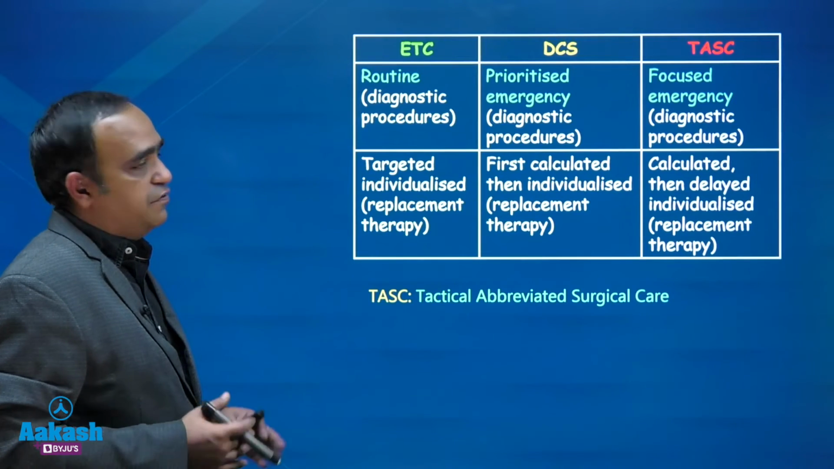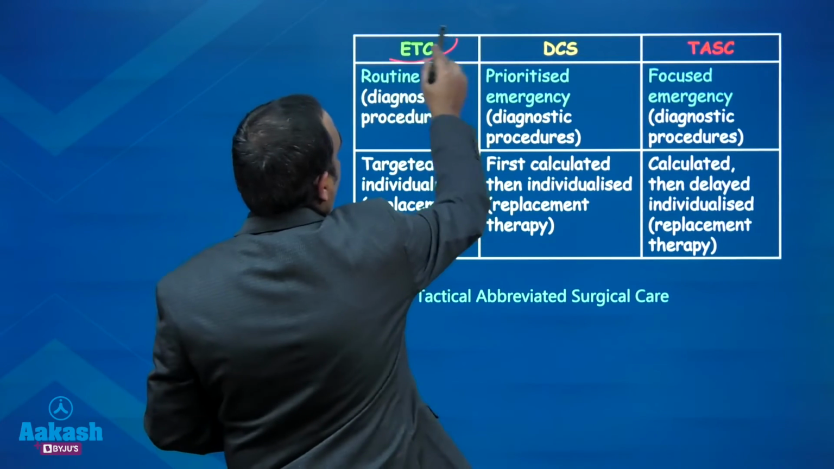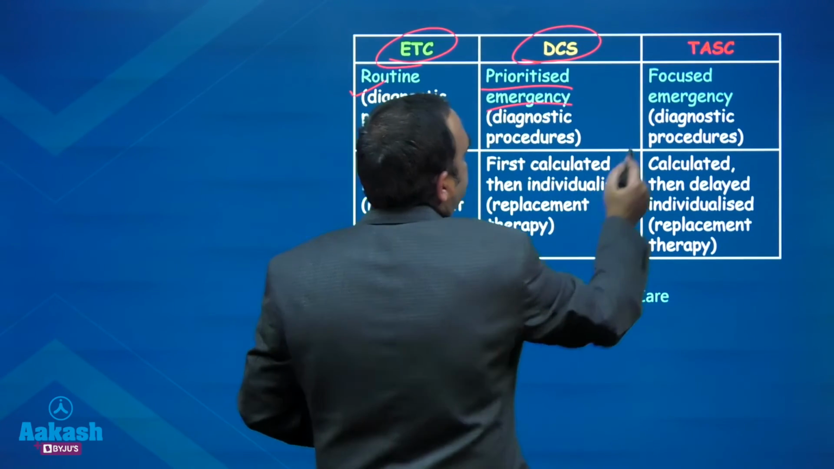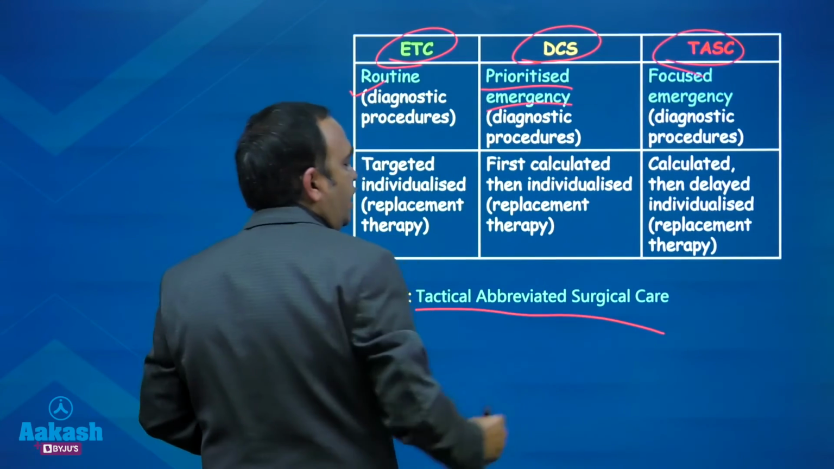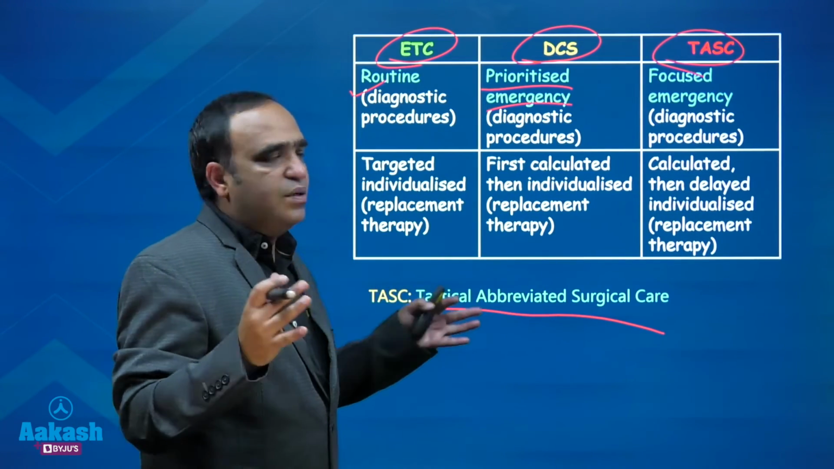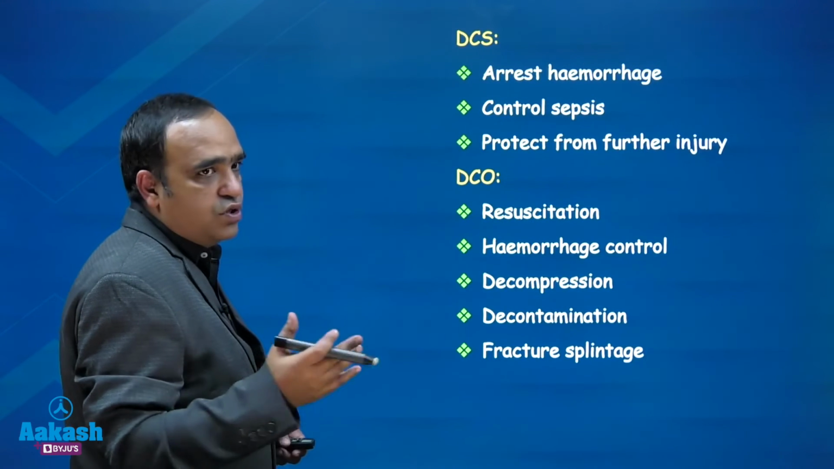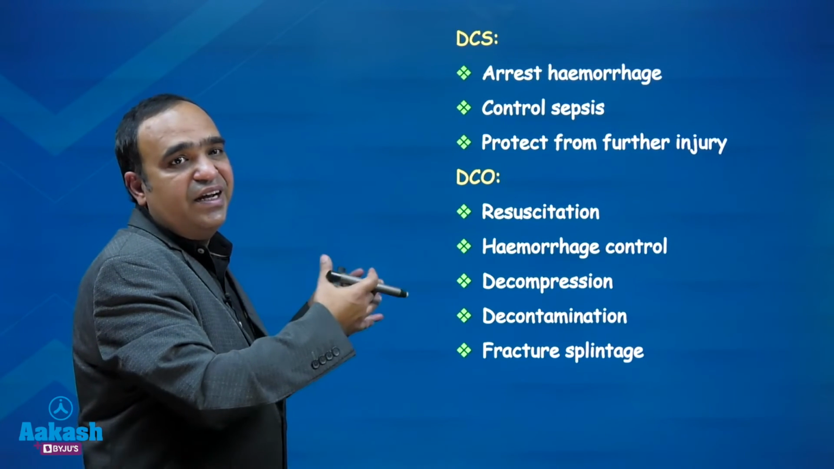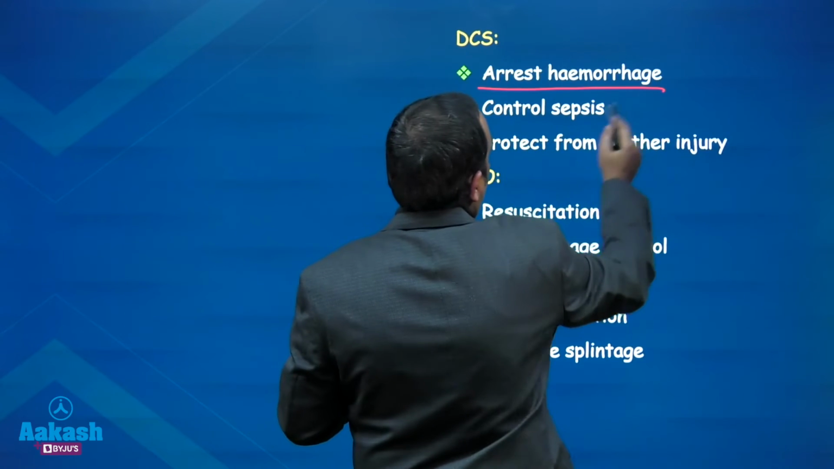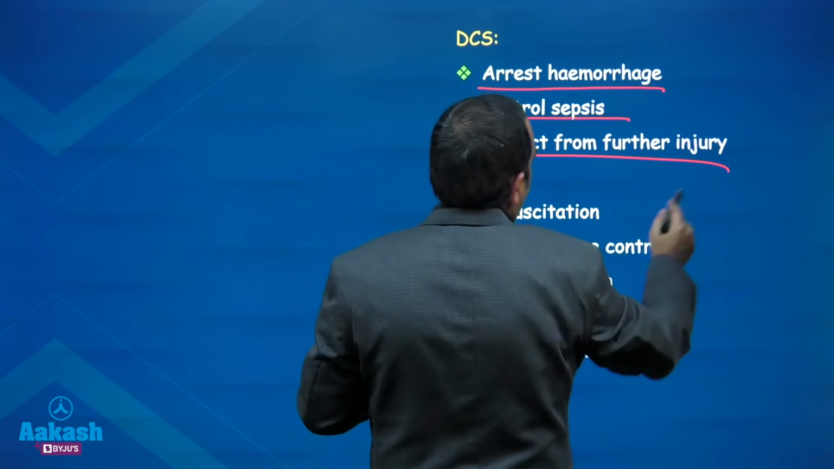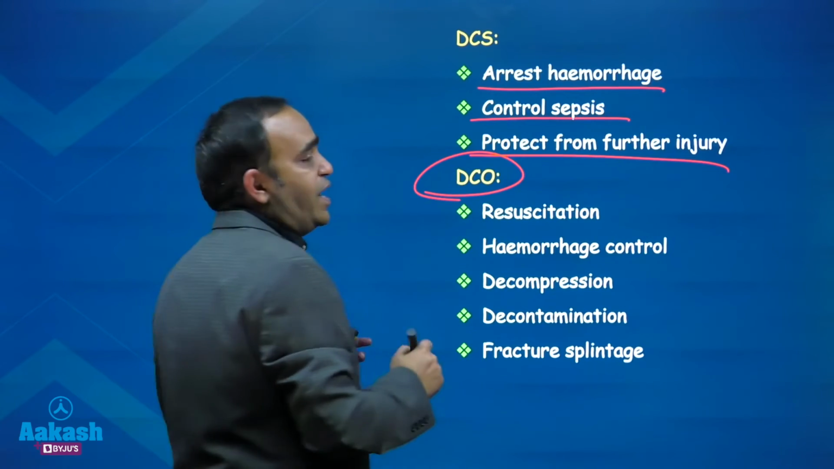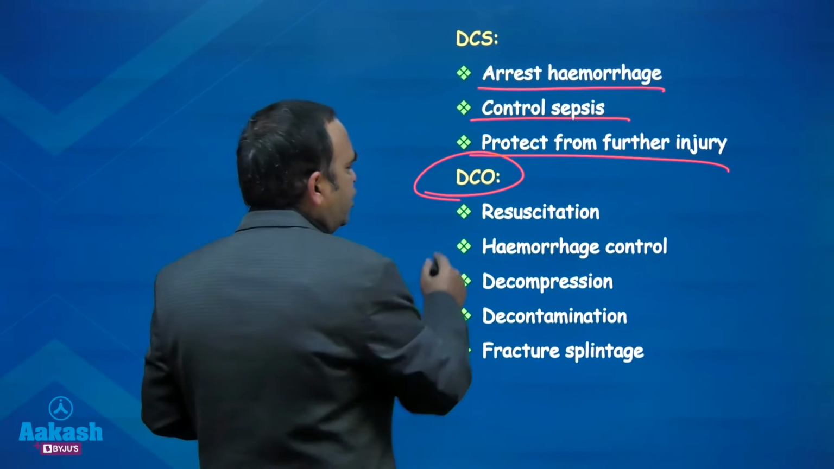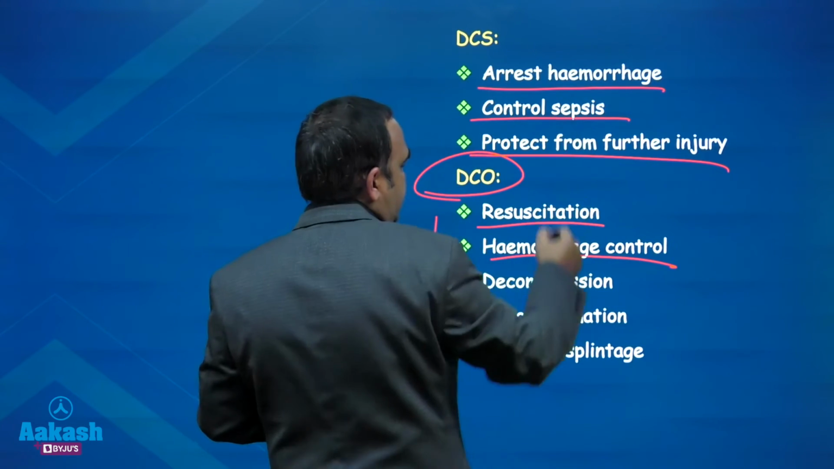Let me show you the various terminologies. ETC is early total care, which is routine care. DCS is damage control surgery, prioritize emergency, and TASC is tactical abbreviated surgical care. These are similar terminologies used alongside DCS. So DCS is damage control surgery. These are directly from Love and Bailey. So that includes controlling the bleeding, controlling the sepsis, and protection from further injury. DCO is damage control orthopedics, so some additional orthopedic steps are included. Resuscitation and hemorrhage control are the same as the previous one.